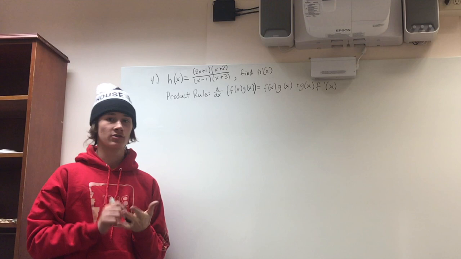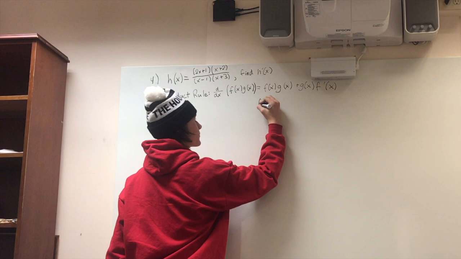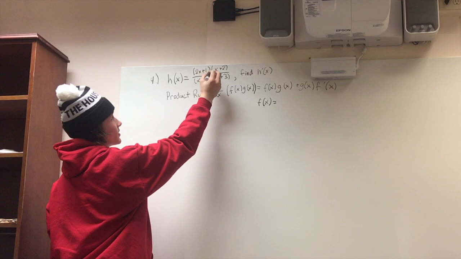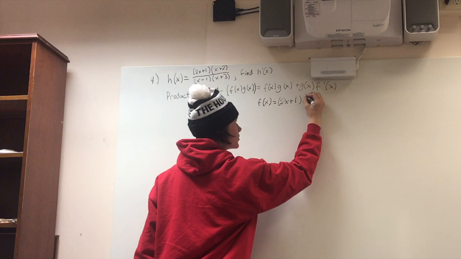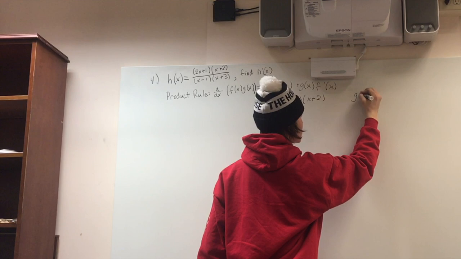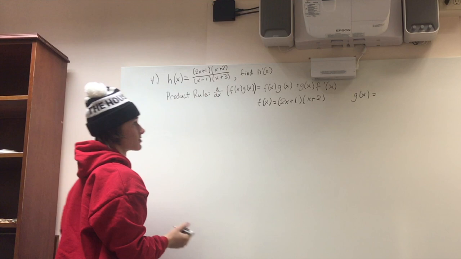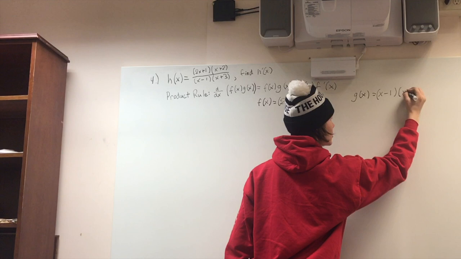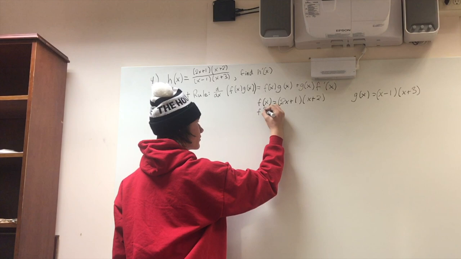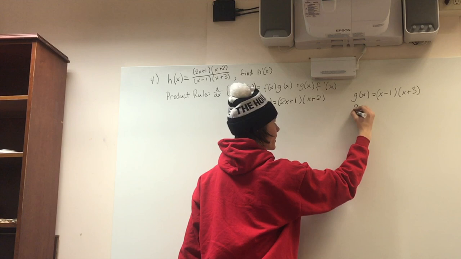So we are going to start by writing out f of x, which equals 2x plus 1 times x plus 2. And then g of x, which equals x minus 1 times x plus 3. And the derivative of f of x, and this is where we're going to have to start doing calculations, because we are going to want to find the derivative of f of x and the derivative of g of x.